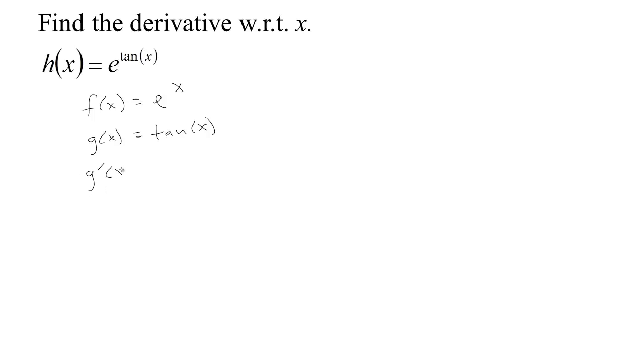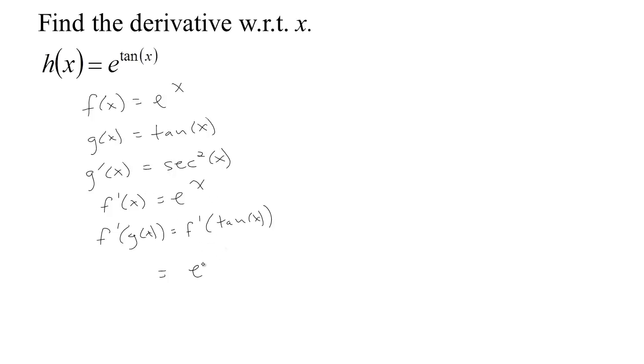Then the derivative of the inside, let's see, the derivative of the tangent is the secant squared, and the derivative of the outside function is e to the x. And the derivative of the outside evaluated at the inside means take the derivative and plug in the tangent of x. We can see in this case, since f prime is e to the x, if you give it tangent, you're going to get e to the tangent x. So h prime in this case is going to be the derivative of the outside evaluated at the inside, that's e to the tangent x, times the derivative of the inside, which is secant squared x.